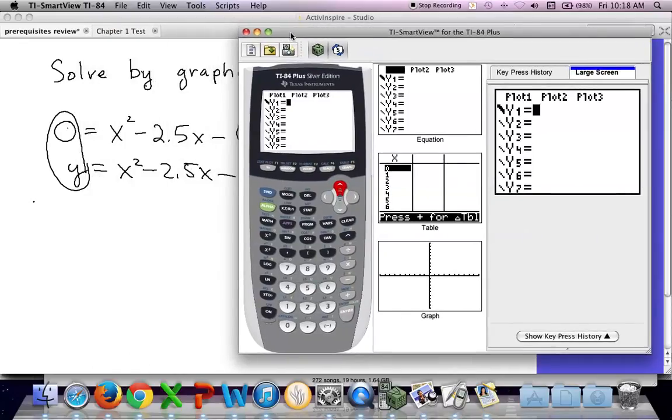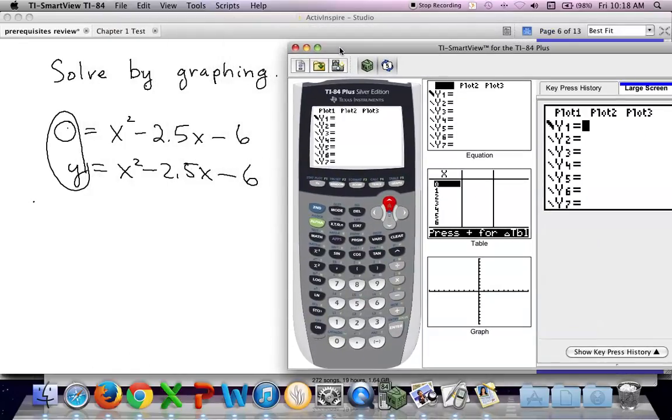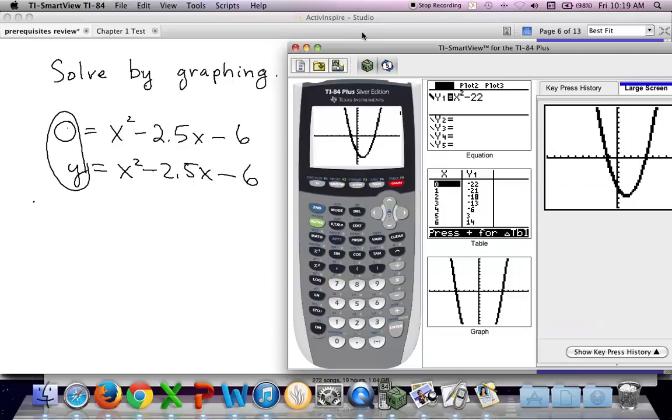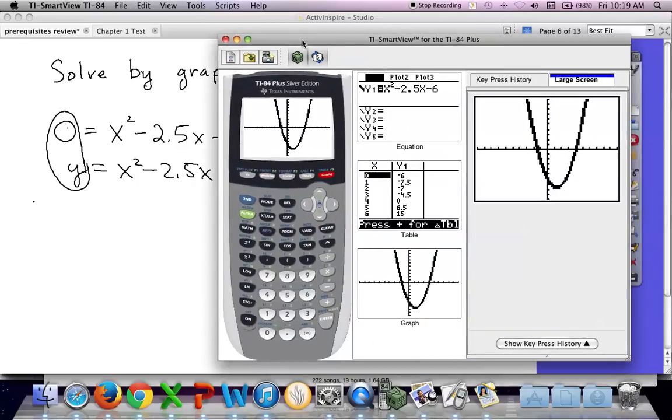Okay, so here's our function, x squared minus 2.5x. So where do we see the solutions? How many solutions do you see?